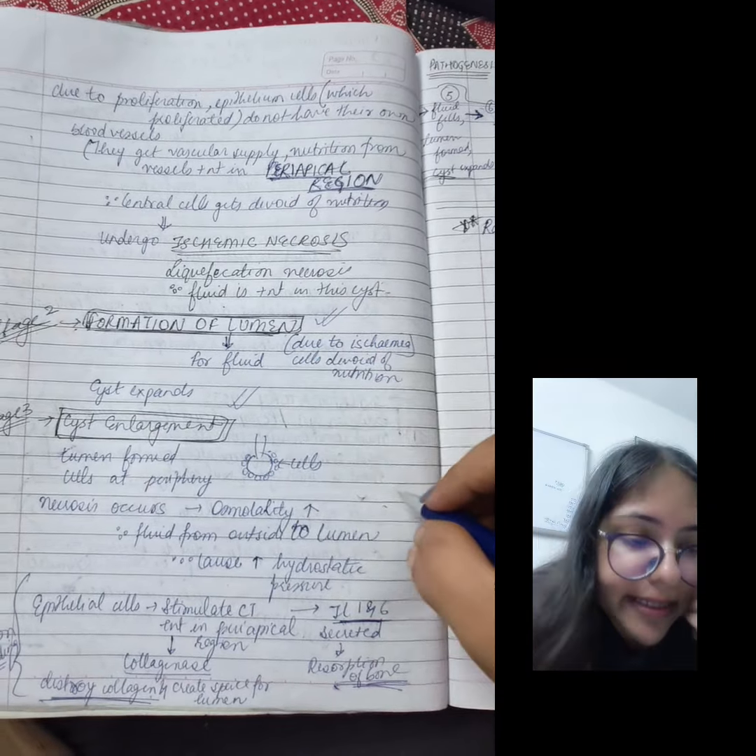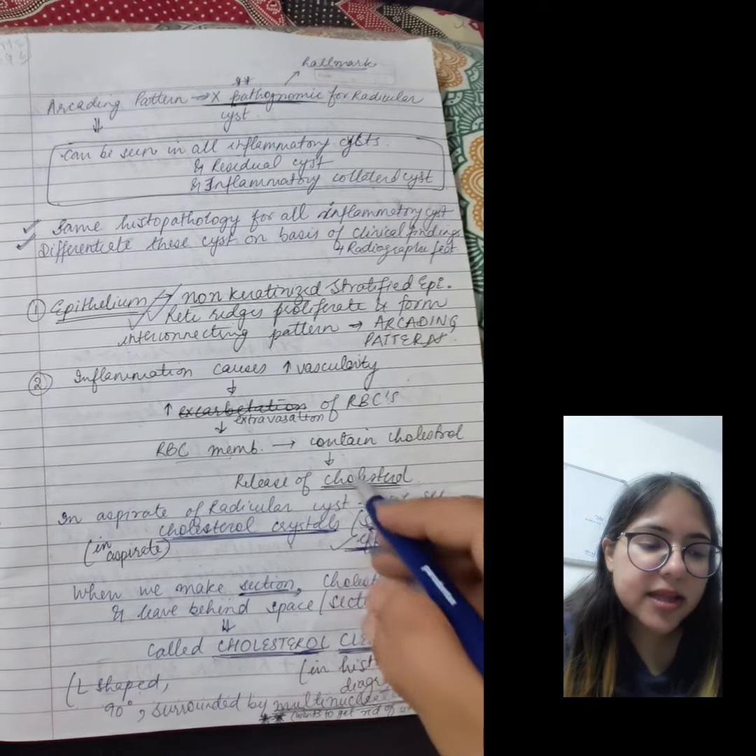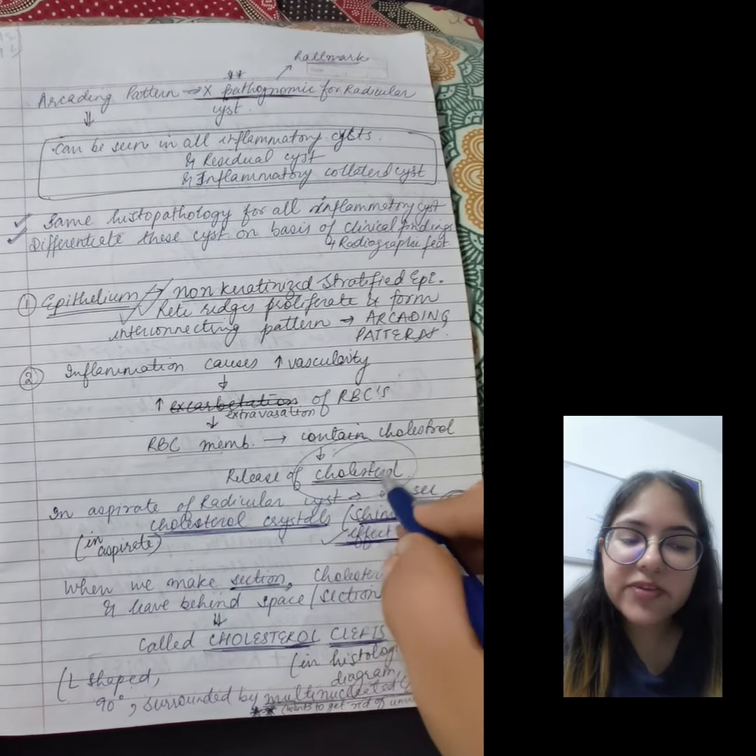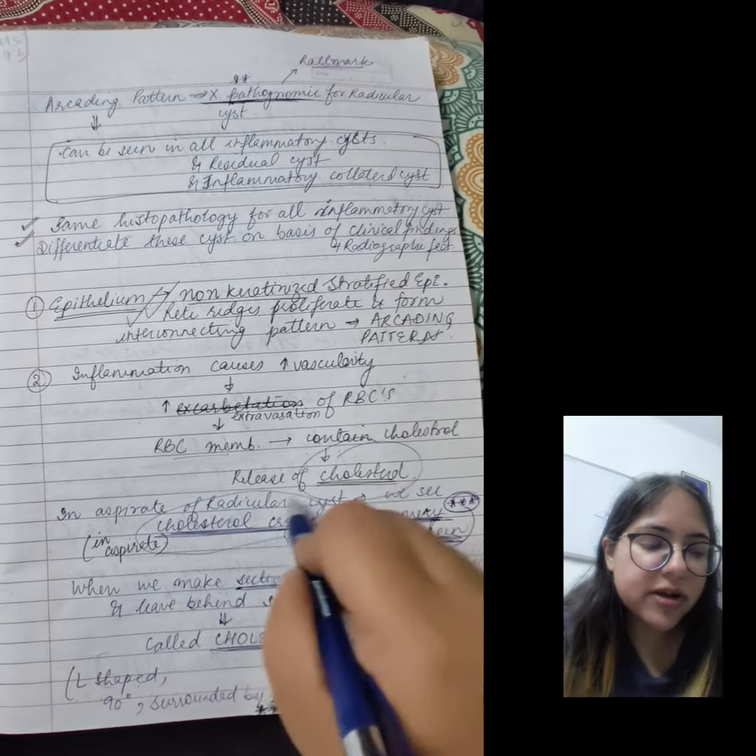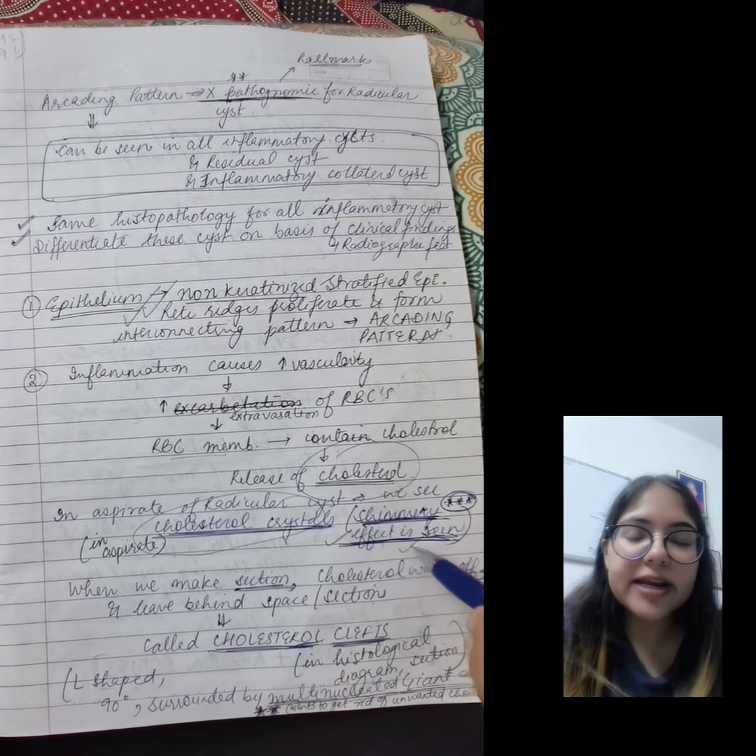Going on with the histopathology of a radicular cyst, the radicular cyst is lined by epithelium which is proliferated into connective tissue. This is known as rete ridges. The rete ridges form an interconnected network, which is also known as the arcading pattern, which is not a pathognomonic feature of a radicular cyst. Other than the epithelium, which is non-keratinized stratified epithelium, we see cholesterol crystals which give a shimmery effect in the radicular cyst.